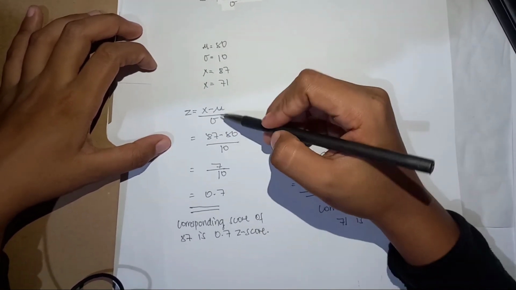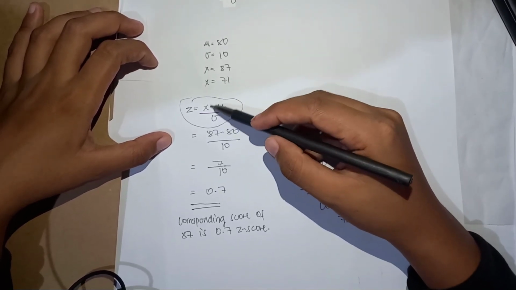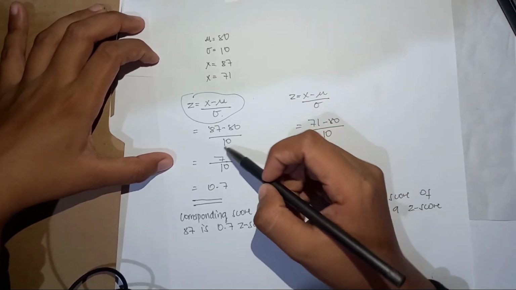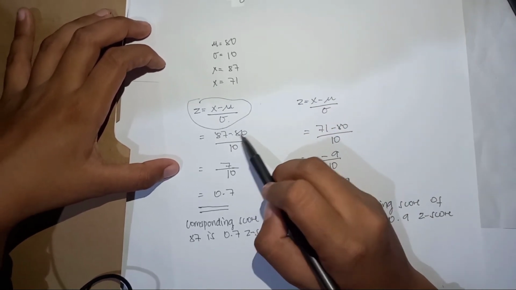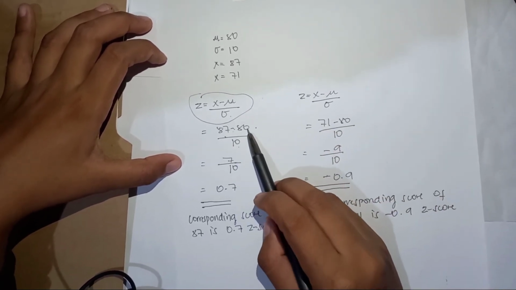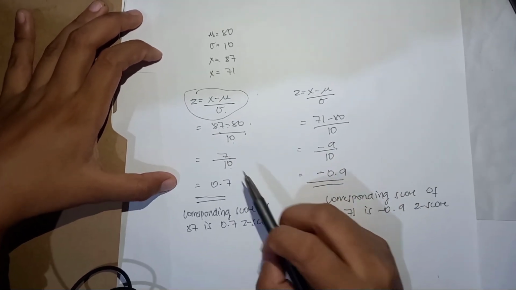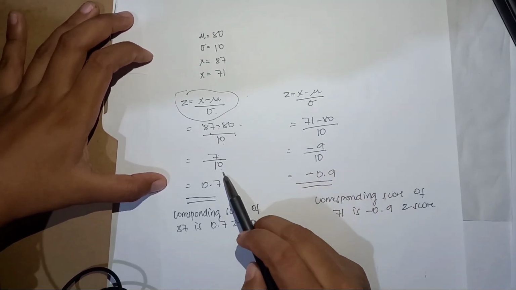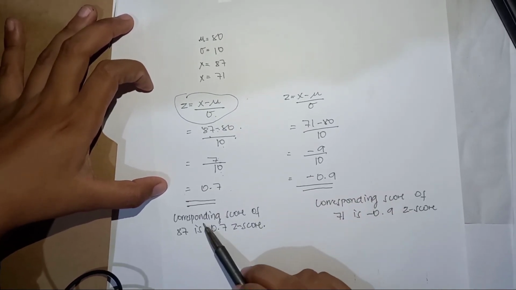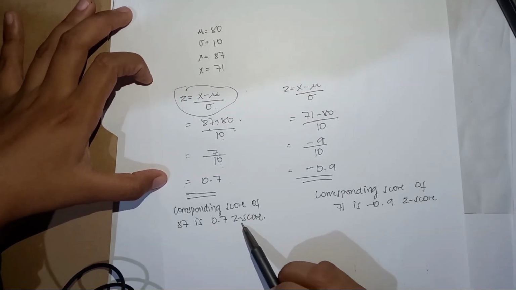So we're going to use this formula: z is equal to x minus mean divided by standard deviation. So 87 minus 80 divided by 10. 87 minus 80 is equal to 7 over 10. 7 divided by 10 is equal to 0.7. So the corresponding z-score of 87 is 0.7.